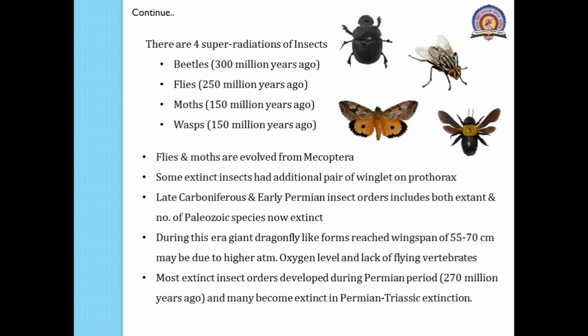Now these four groups of insects account for the majority of the described species of insects on planet Earth. The flies and moths, along with the fleas, evolved from the Mecoptera. The origin of insect flight remains obscure, since the earliest winged insects currently known appear to have been capable of flight. Now this is one of the hypotheses.